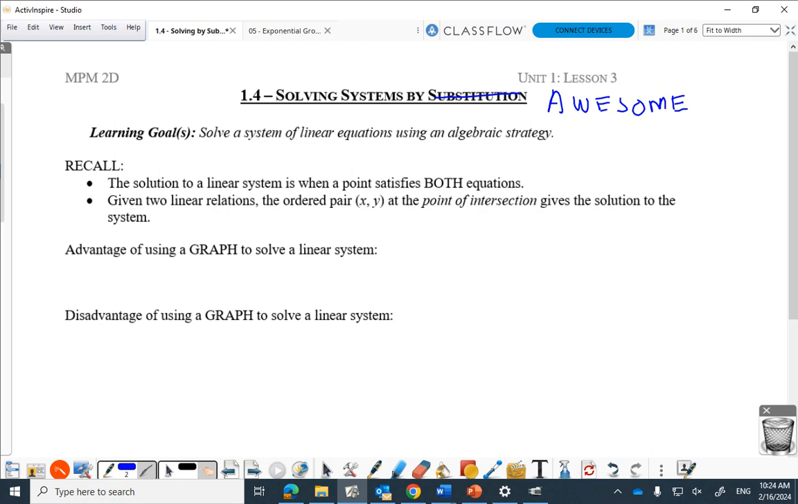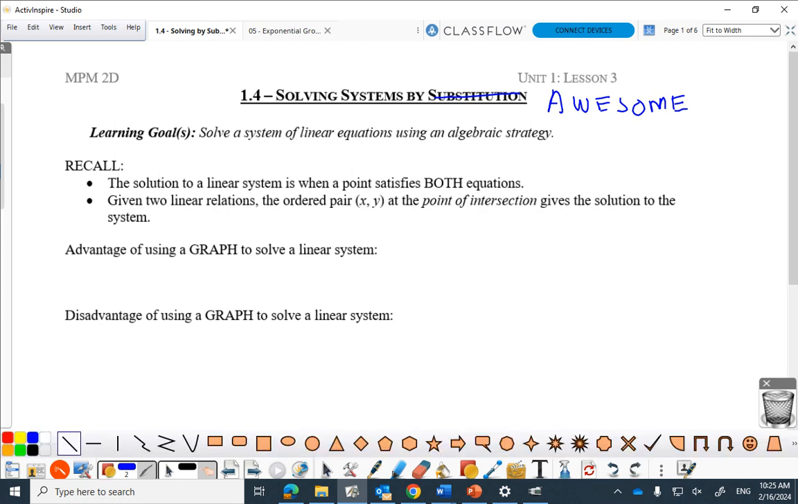So recall, the solution to a linear system is when a point satisfies both equations. So this whole chapter, we get 2 equations and 2 unknowns. If we had to drop that on you in grade 9, it would have seemed impossible to solve. We're starting to see some ways to handle that. And then given 2 linear relations, the ordered pair is the point of intersection. So this is yesterday's review in one little picture.